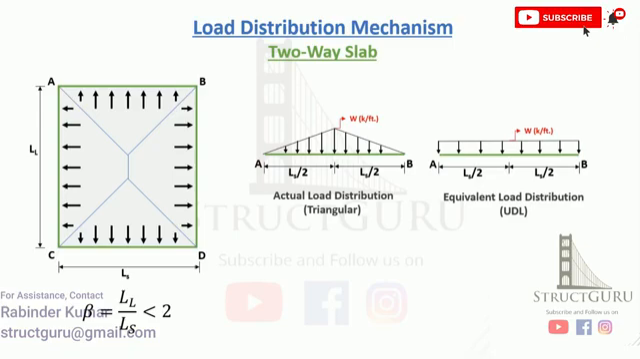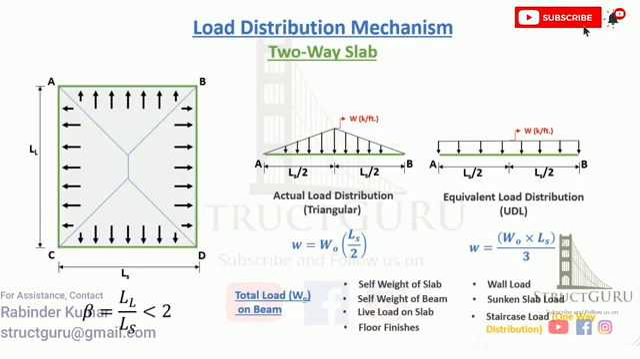The magnitude of load along the triangular portion is calculated as W0 Ls divided by 2, where Ls is the shorter span, and the magnitude of the equivalent load distribution is calculated as W0 Ls divided by 3. The W0 in the above equations represents the total load on the beam. The total load comprises the self-weight of the slab, self-weight of the beam, live load on the slab, floor finishes, wall load, sunken slab load, and staircase load, which is generally assumed as one-way distribution.